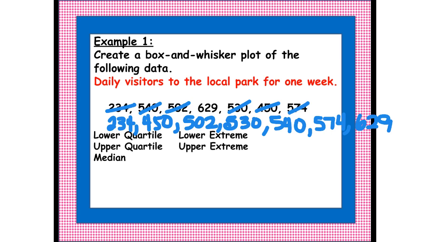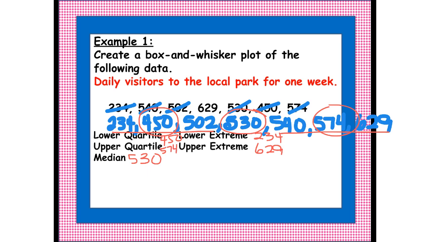Okay, now we're going to answer the questions. The lower extreme, 234. The upper extreme, 629. The lower quartile, so that means I've got to find first my median, 7 numbers. So my median is 530. On the lower end there are 3 numbers. The one in the middle is my lower quartile, 450. On the upper end I have 3 numbers. The one in the middle is my upper quartile. It is 574.